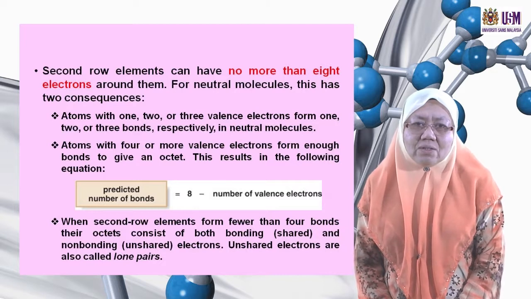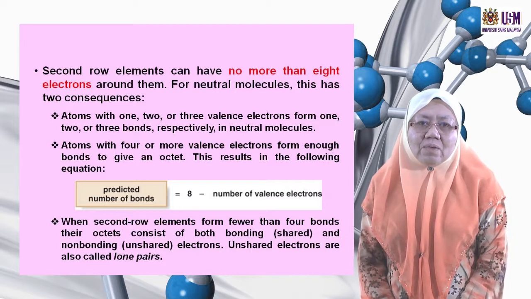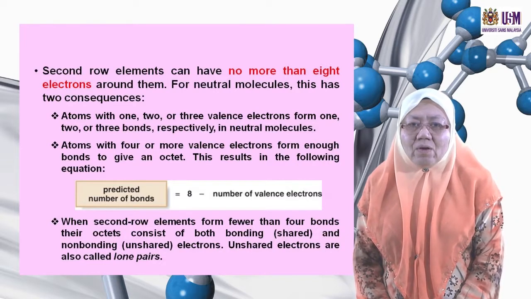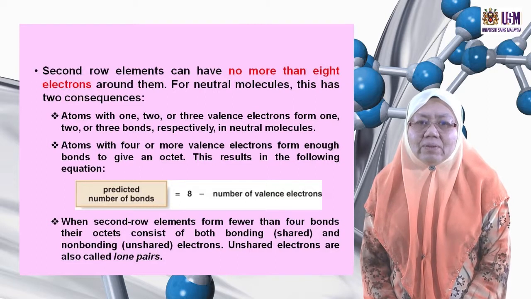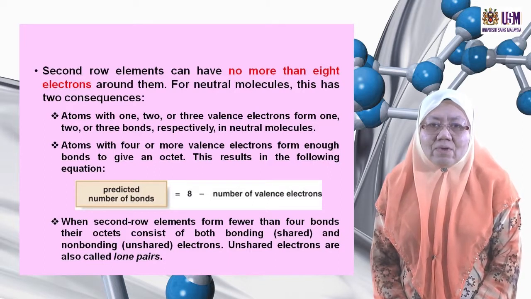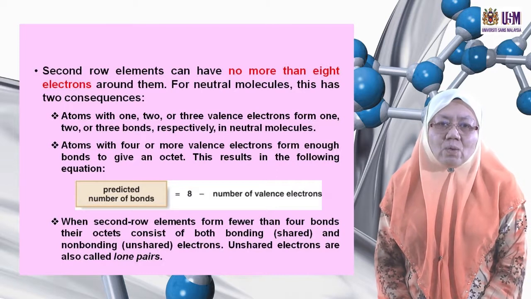For neutral molecules, we have two consequences. In the first consequence, atoms with one, two, or three valence electrons can form 1, 2, or 3 bonds respectively in neutral molecules. And atoms with 4 or more valence electrons will form enough bonds to give an octet. This results in the following equation: the predicted number of bonds equals 8 minus the number of valence electrons. So in the second row, elements form fewer than 4 bonds. The octet consists of both bonding electrons, which are shared, and non-bonding electrons, which are unshared. Unshared electrons are also known as lone pairs.